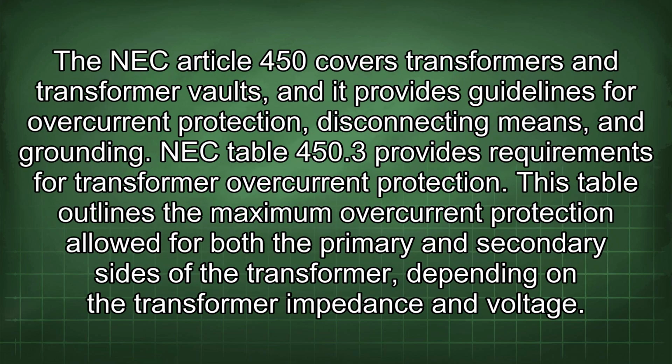The NEC Article 450 covers transformers and transformer vaults, and it provides guidelines for overcurrent protection, disconnecting means, and grounding. NEC Table 450.3 provides requirements for transformer overcurrent protection. This table outlines the maximum overcurrent protection allowed for both the primary and secondary sides of the transformer, depending on the transformer impedance and voltage.